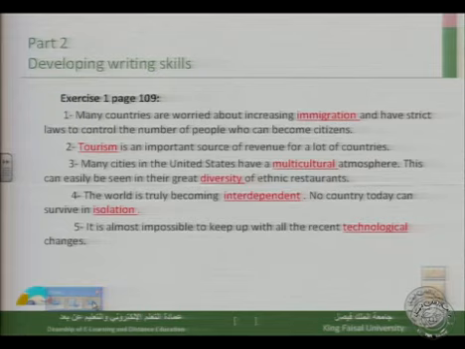Four, the world is truly becoming interdependent. No country today can survive in isolation. And the last one, number five, it is almost impossible to keep up with all the recent technological changes. What is the aim of this exercise? It is to tell you that it's important to know which part of speech you have to use in certain places in a sentence. In order to write your sentences correctly, you have to know when to use the noun, when to use the adjective, and when to use the verb or any other word.